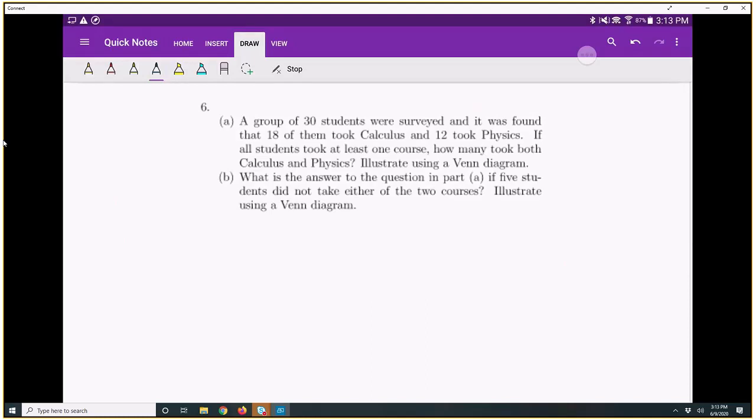Part A says a group of 30 students were surveyed, and it was found that 18 of them took calculus and 12 took physics. If all students took at least one course, how many took both calculus and physics? Illustrate using a Venn diagram. So let's start by remembering that I'm going to let C be the set of all calculus students, and then I'm going to let P be the set of physics students.